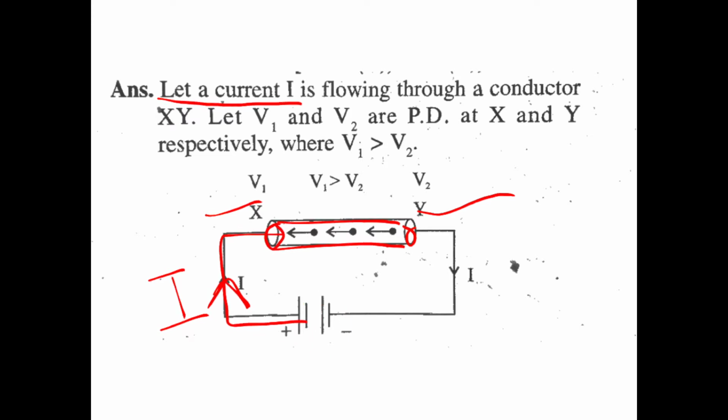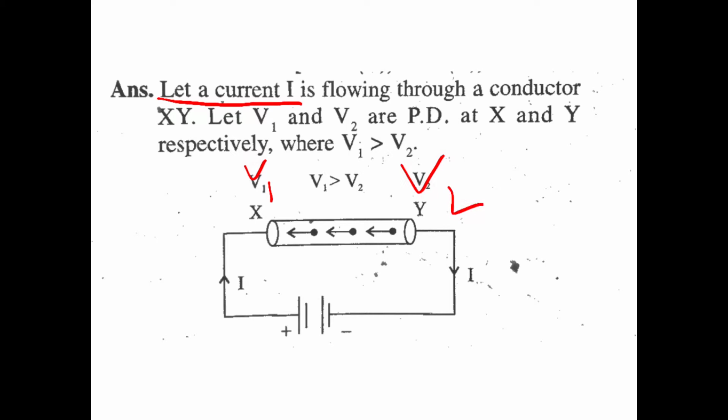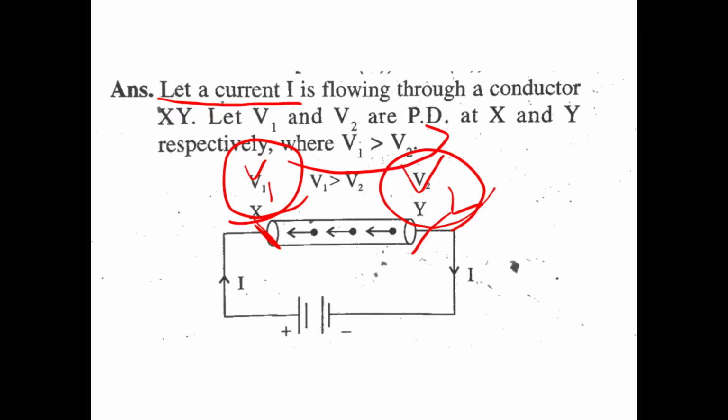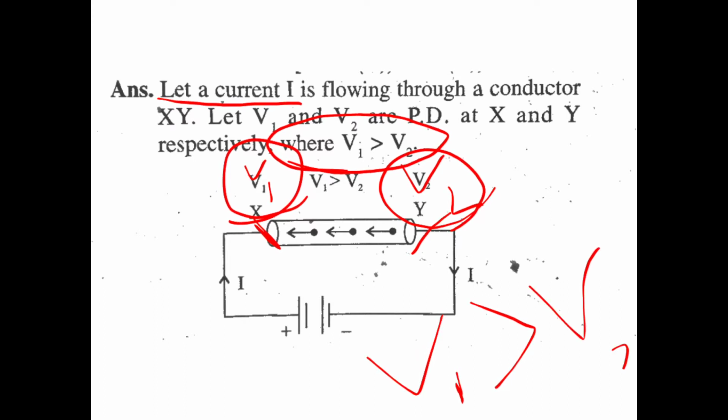Now let V1 and V2 be the potentials at the X and Y ends. Here this is V1 and this is V2. These are the potentials at the ends X and Y. Here V1 is greater than V2. The potential at the end X is greater than the potential at the point Y.